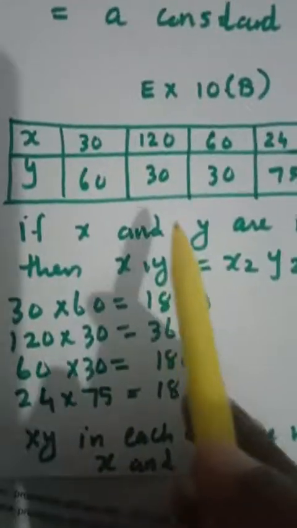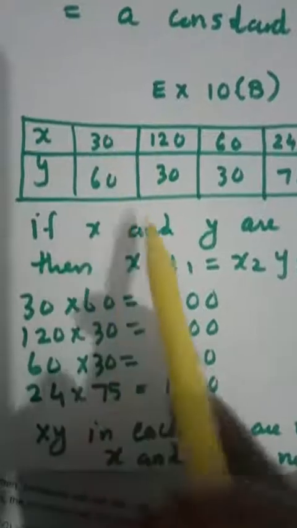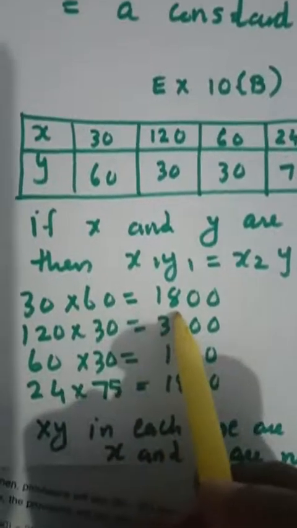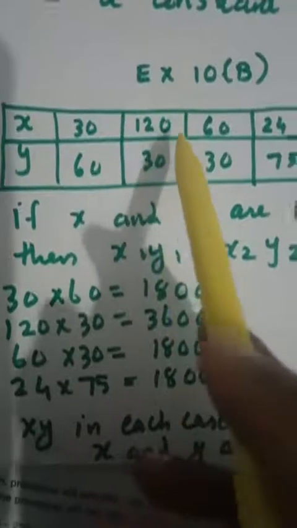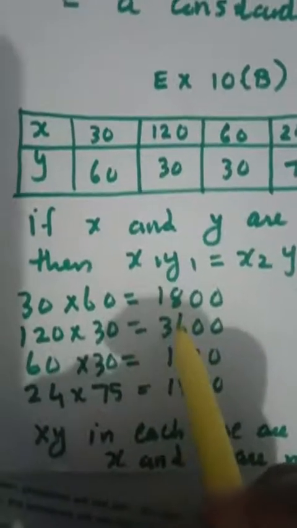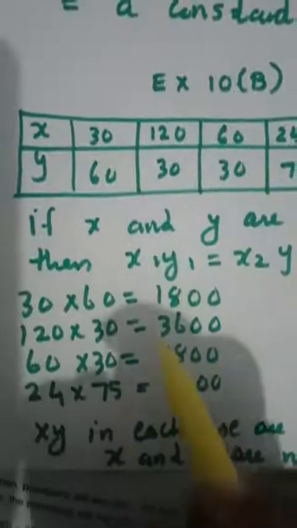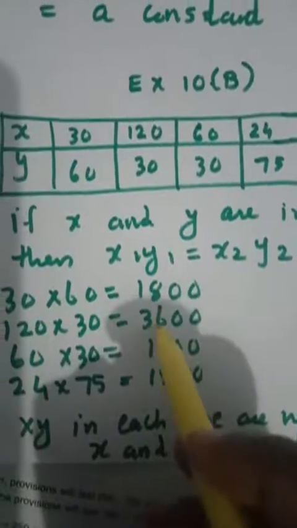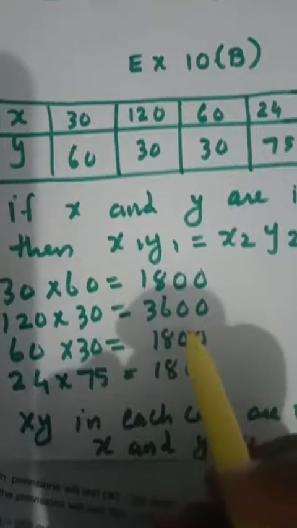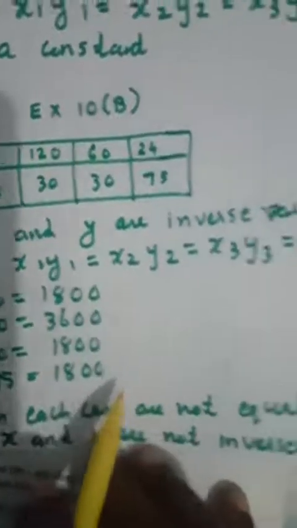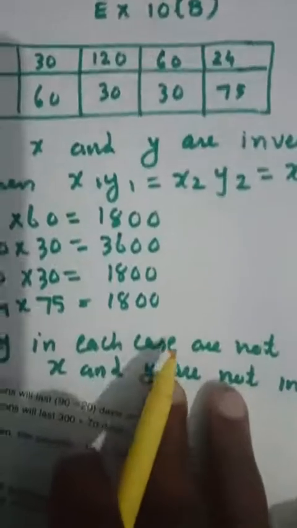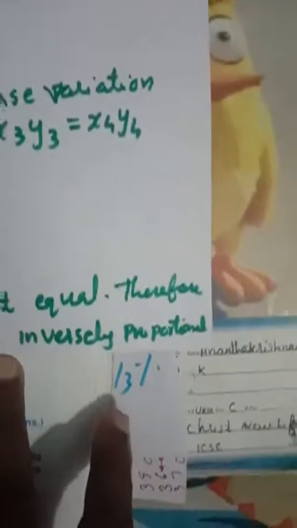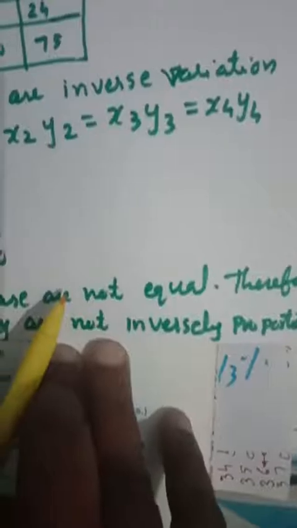x1 y1 means 30 into 60. What is 30 into 60? 1800. Now x2 y2, 120 into 30, 3600. Now 60 into 30, 1800. 24 into 75, 1800. These three quantities are equal, but one is different, 3600. So we can say that xy in each case are not equal. Therefore, x and y are not in inverse variation.